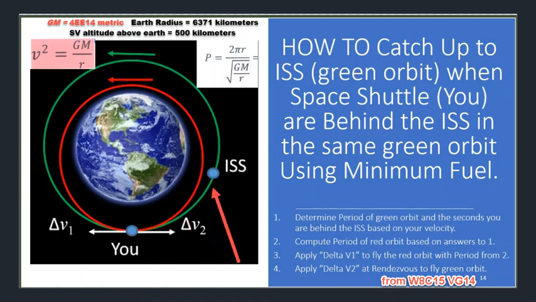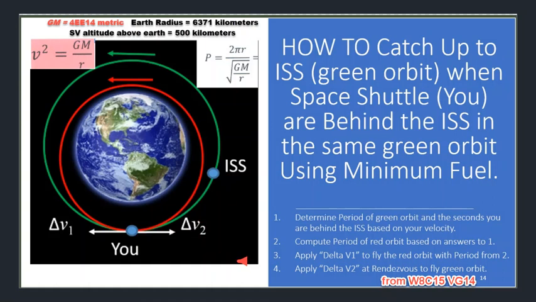This problem also gives us the radius of the Earth. It's 6,371 kilometers. And it tells us that our space vehicle is 500 kilometers above the Earth. So we're the same distance above the Earth that we are, by coincidence, behind the space shuttle. And that just happens to be a coincidence.